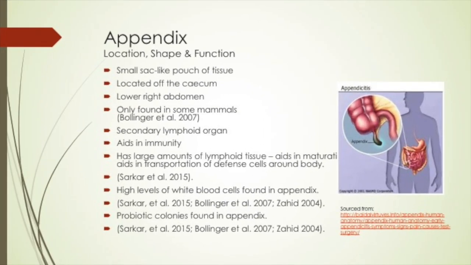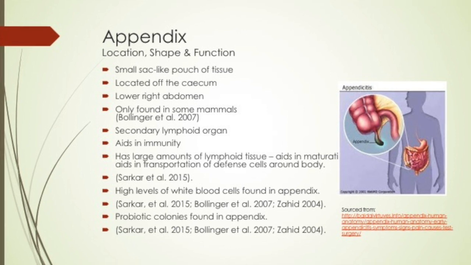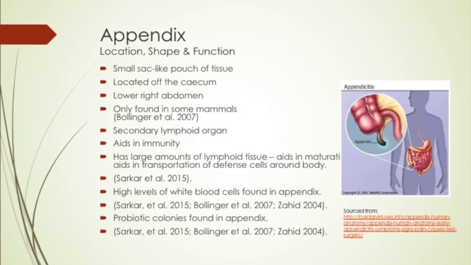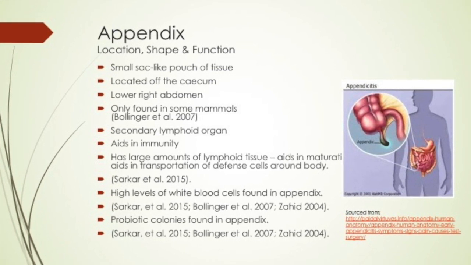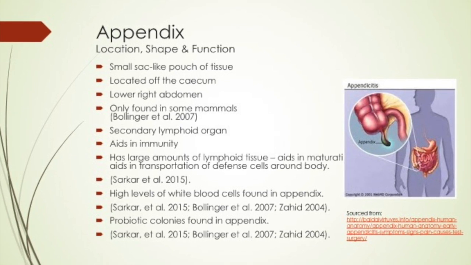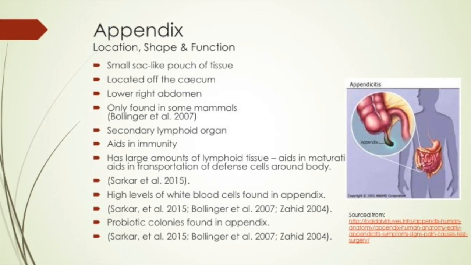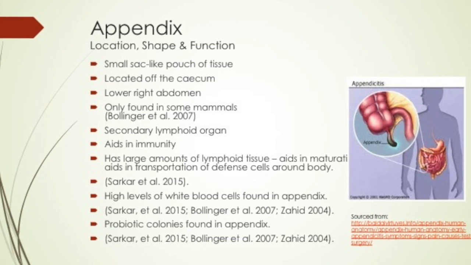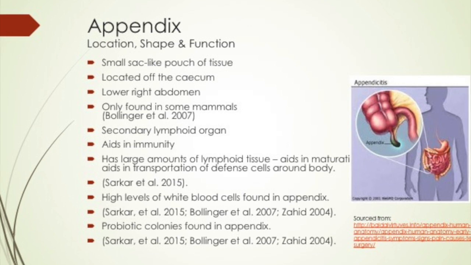Similarly, the appendix, which was once believed to be a vestigial organ, is also a secondary lymphoid organ and is now said to be essential in maintaining immunity against pathogens. It is a small pouch-like sac of tissue located in the cecum in the lower right abdomen and is only found in some mammals. Recent studies show that the appendix has large amounts of lymphoid tissue, which accumulate in the appendix after birth. The lymphoid tissue aids in the maturation of B lymphocytes and the production of antibodies, as well as producing molecules that help transfer B lymphocytes around the body.